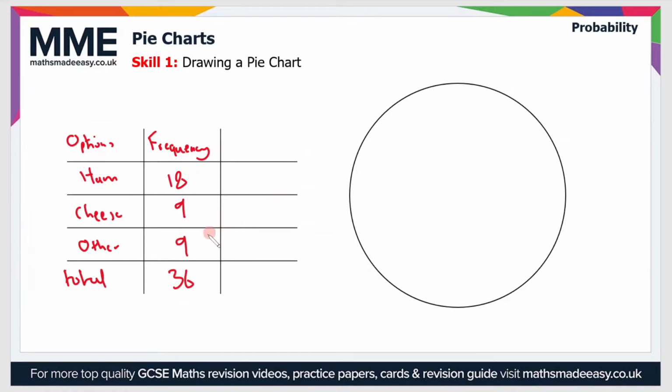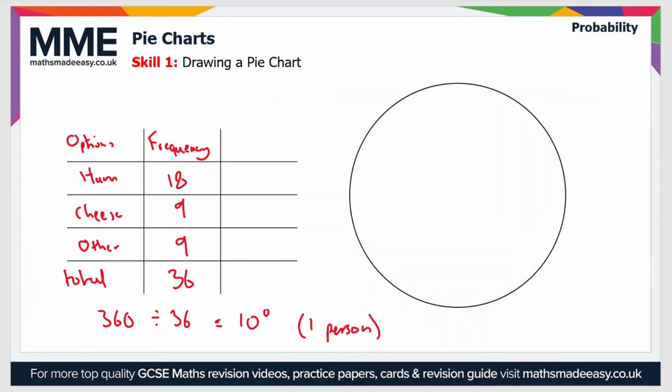Now, we want to work out what angle is represented in the pie chart by each of these categories. Now we know that there's 360 degrees in a circle, so the amount of the circle that one person takes up will be 360 divided by our total, which is 36. So therefore that is 10. So 10 degrees represents one person. So let's just make a note of that.